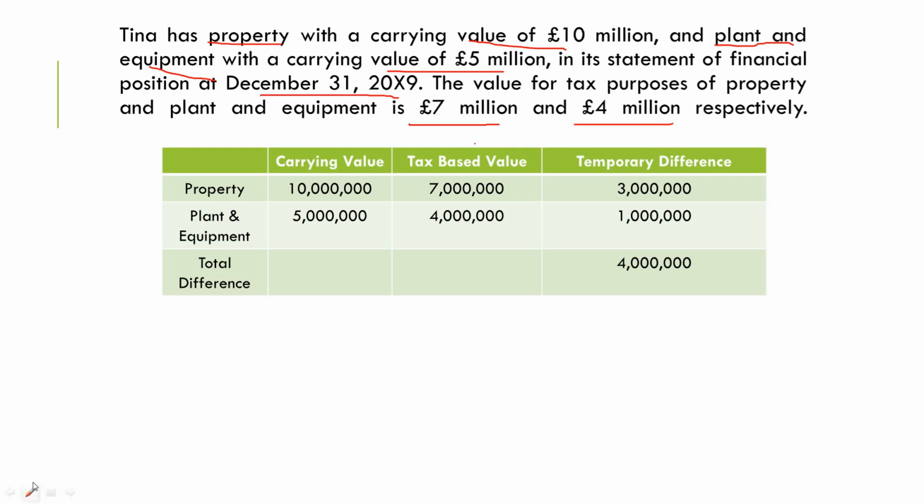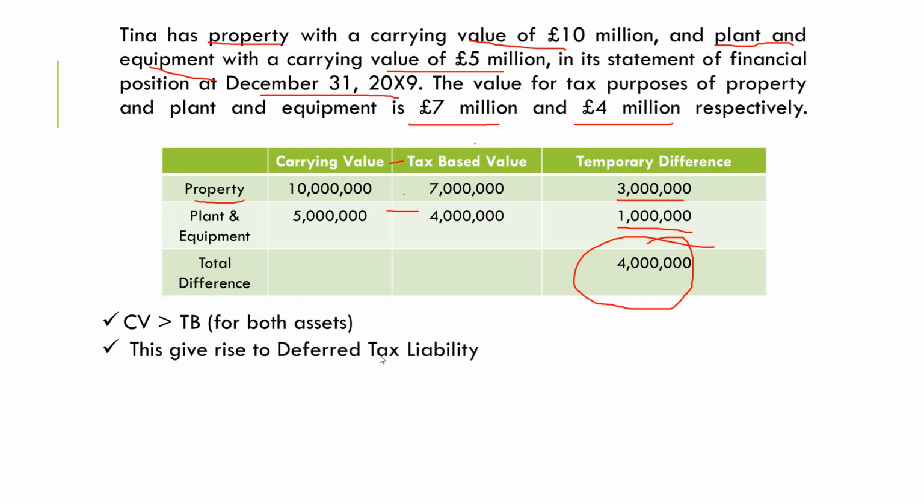From this question, we know that the temporary difference from the property is 3 million. Carrying value minus tax base value, you get 3 million for property. For plant and equipment, another 1 million. So the total difference is 4 million. Next, you have to compare your carrying value and your tax base value. In this case, your carrying value is higher than the tax base, so this will give rise to deferred tax liability.